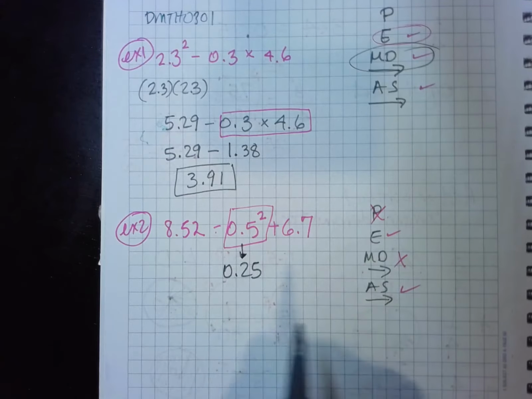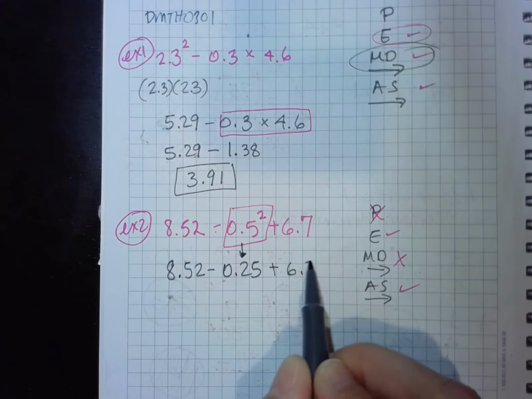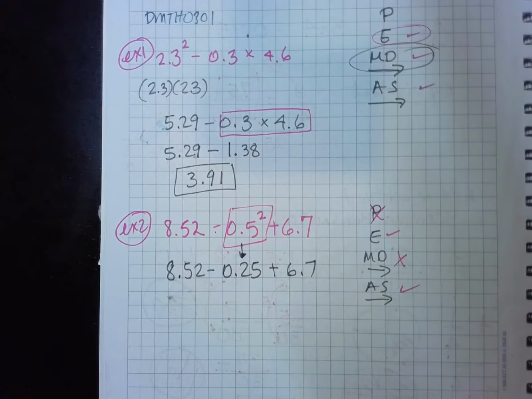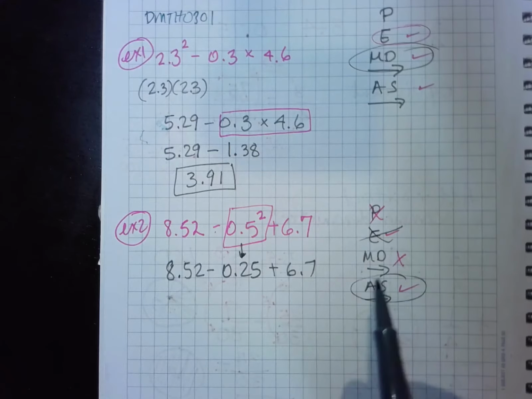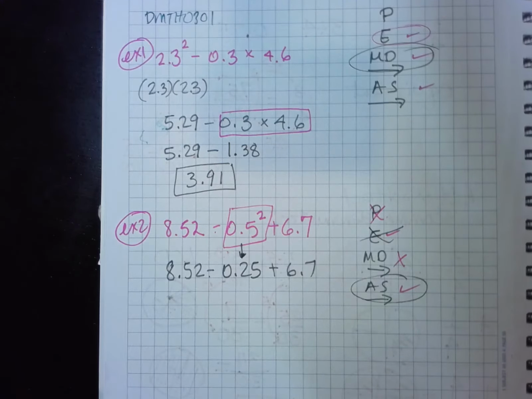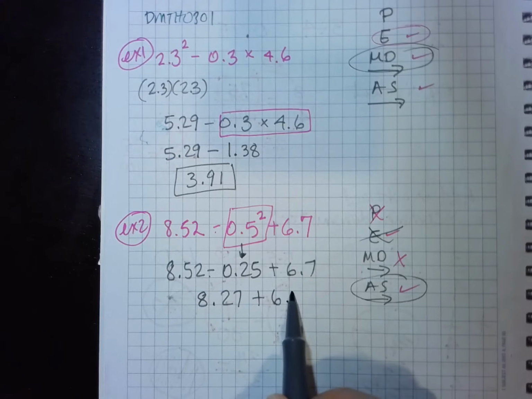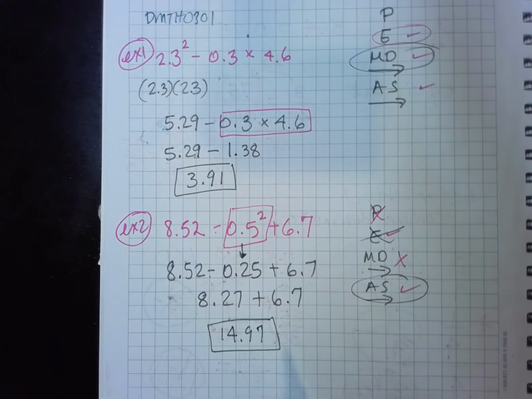That's 5/10 squared. So I'll have 8 and 52 hundredths minus 25 hundredths plus 6 and 7/10. Okay, so I took care of this one. So now I have my add and subtract, and I've got both an add and a subtract, but remember you do the left one, then the right one. So I'll take my 8 and 52 hundredths minus 25 hundredths, and I get 8 and 27 hundredths. And then to that I'm going to add 6 and 7/10. And so my final answer is 14 and 97 hundredths.